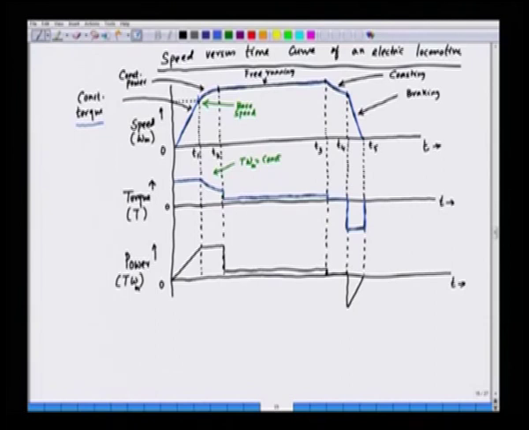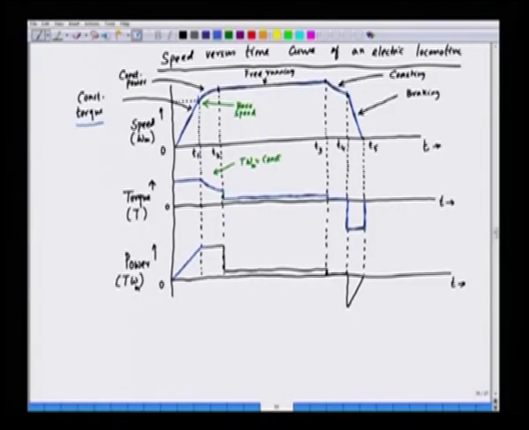Now, if we see the power diagram here, we have constant torque and the speed is increasing, so the power is increasing. At this point we reach the base speed and the maximum possible power is reached. We cannot go beyond the rating of the motor, so the power remains constant at the maximum value, that is the rated power. Then when we go for free running, the power requirement becomes really low because the torque is also low.